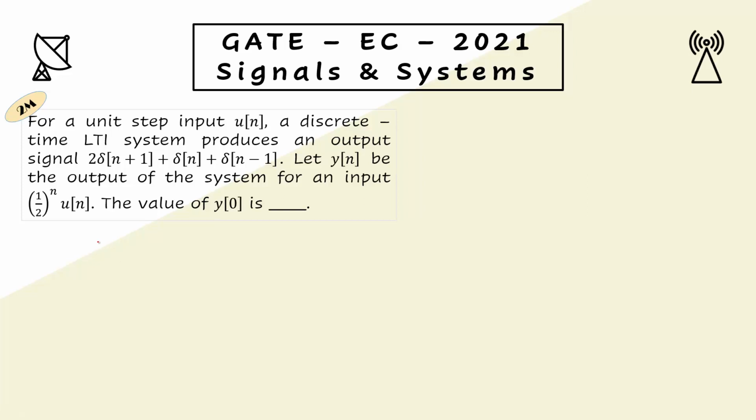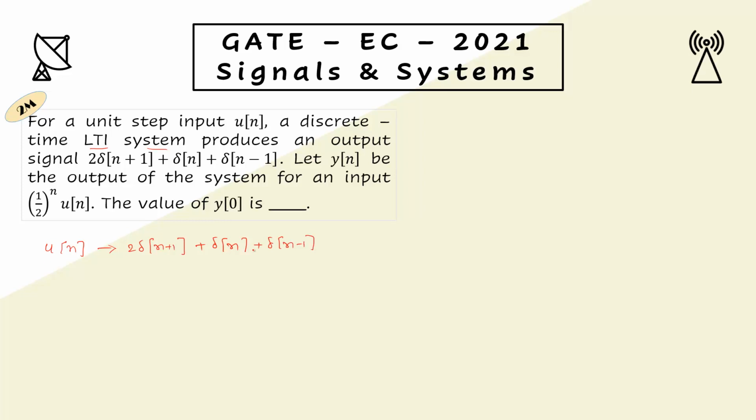Hello friends, in this video we will evaluate one more GATE problem and the question goes like this. For a unit step input, which is u of n, the output of the given LTI system is 2 delta of n plus 1 plus delta of n plus delta of n minus 1. So this is the given information.